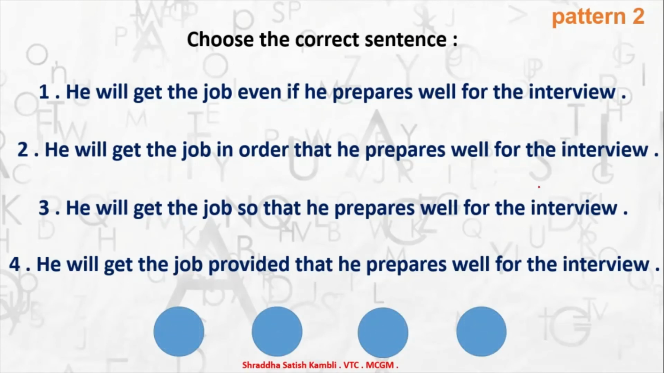So when will you get a job? You will get a job if you prepare well for the interview. If you don't know anything, if you have not prepared anything, you will definitely fail the interview. So which one is the correct sentence here? Where have they used the compound conjunction properly? They've used it correctly in the 4th option. He will get the job provided that he prepares well for the interview.